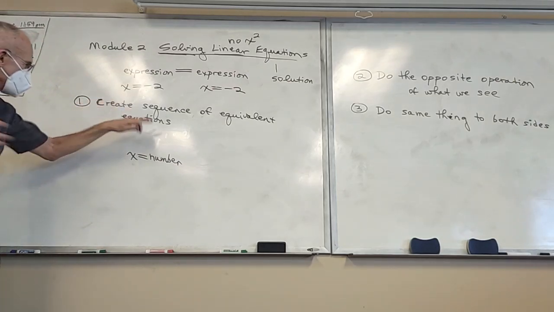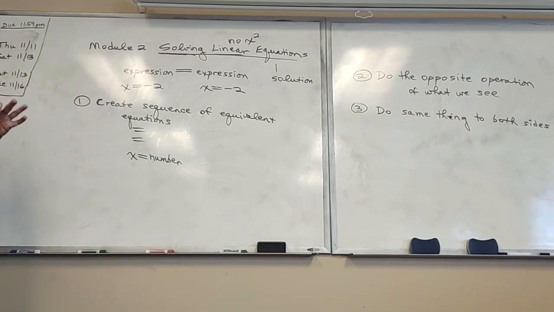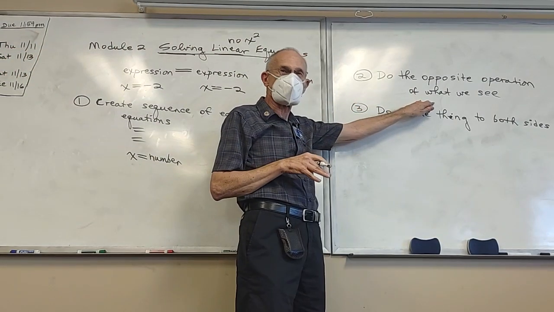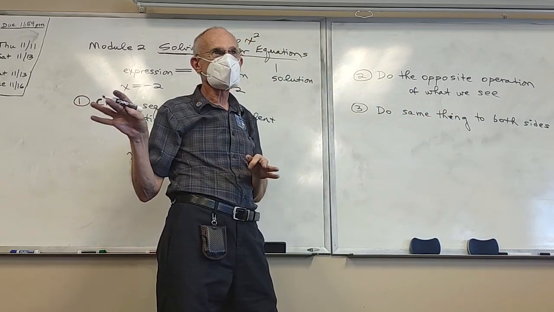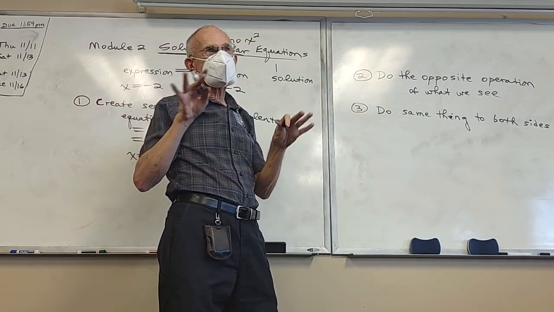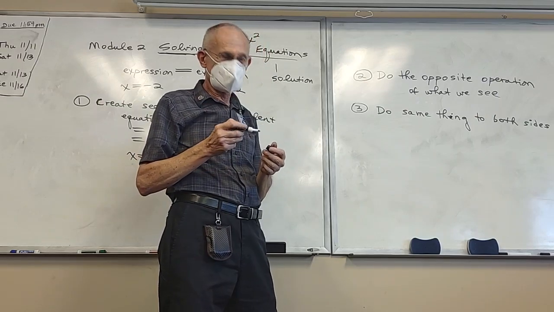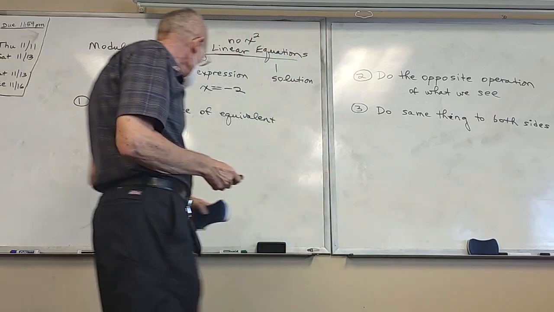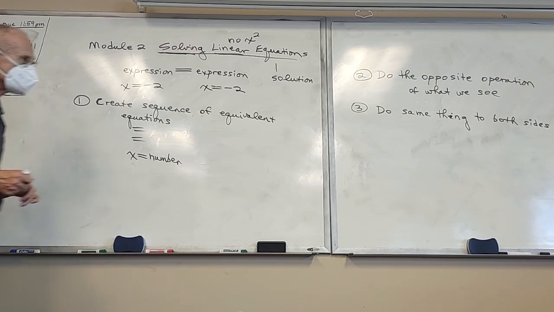Every line we have, a new equation, new equation, new equation, must maintain balance. And the only way to maintain balance is if you make a change on one side, which will be doing the opposite operation of what you see, you must do the same thing on the other side. Slowly, x gets by itself in this process. What does it take to get x by itself? So we've got 3 steps, and we're going to follow those 3 steps in every equation we solve, every linear equation we solve.